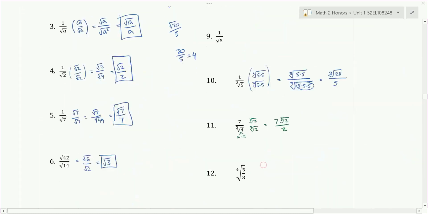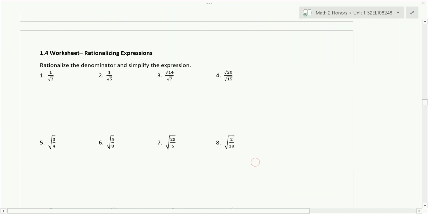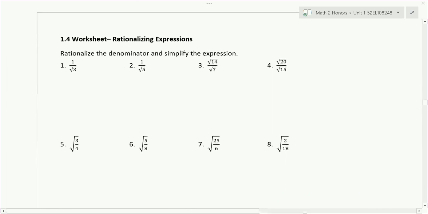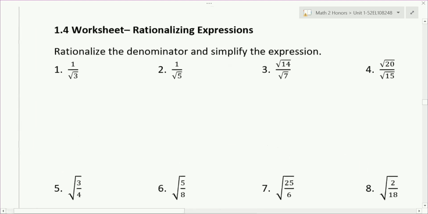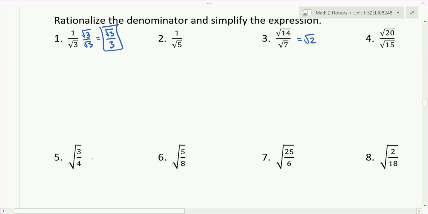Skipping now ahead to worksheet 1.4, taking a look at the odd problems. We're rationalizing the denominator, so on the first one I'm going to multiply top and bottom by root 3 and get root 3 over 3. Third one, I'm going to divide and get root 2. Number 5, I'm going to split it up, root 3 over root 4, and that's root 3 over 2.